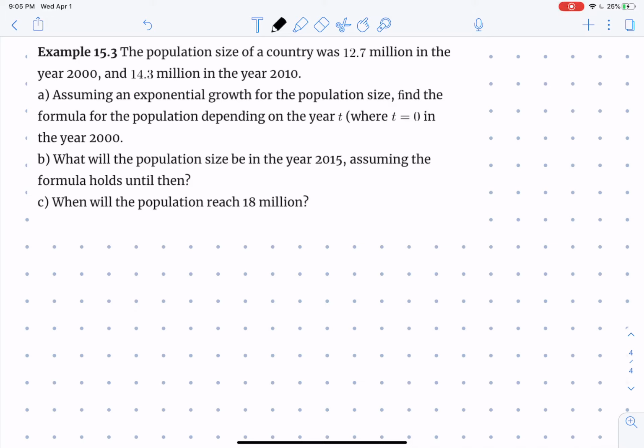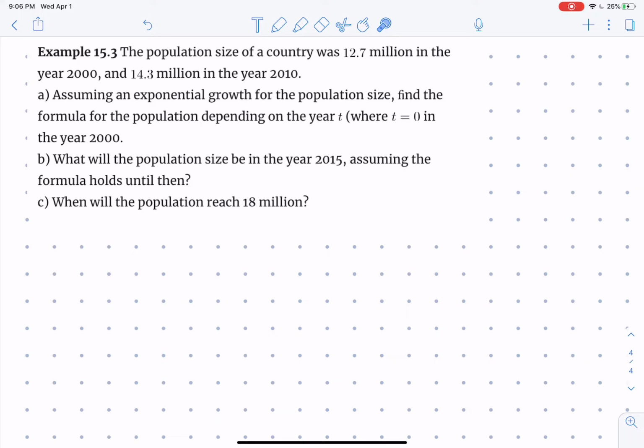Hi everybody. All right, we're going to look in this video at an example of exponential growth. This does appear in the book as example 15.3, but we'll be working through it on paper, and I've reproduced the text of it for you here.